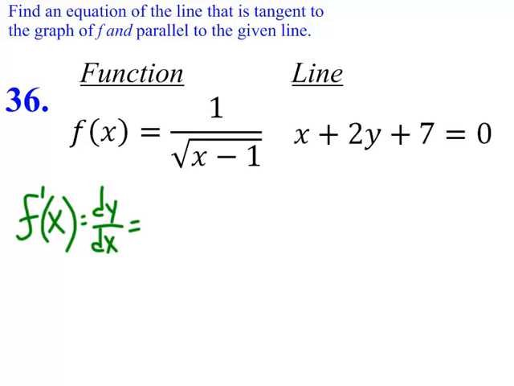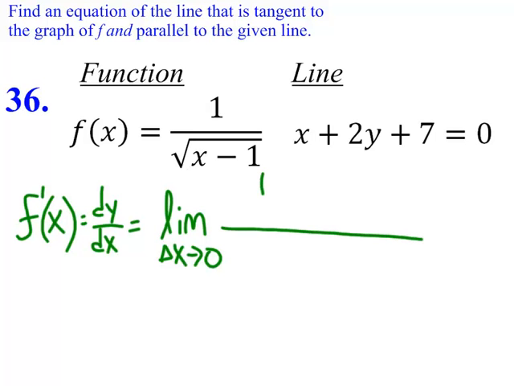So f prime of x, or dy over dx, whatever you want to call it, they mean the same thing here, equals the limit as delta x approaches 0. And again, it's f of x plus delta x. I'm going to go ahead and just jump into what that actually is. If f of x is 1 over root x minus 1, if I replace that x with an x plus delta x, there is my f of x plus delta x, minus 1 over square root of the original f of x. That's our original f of x, square root x minus 1. And that's all over delta x.